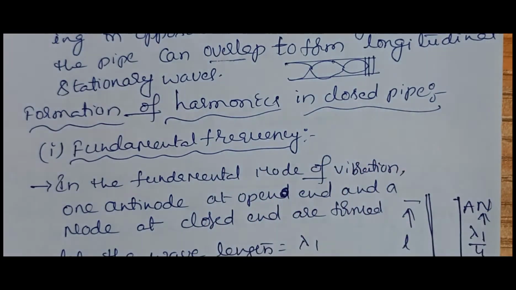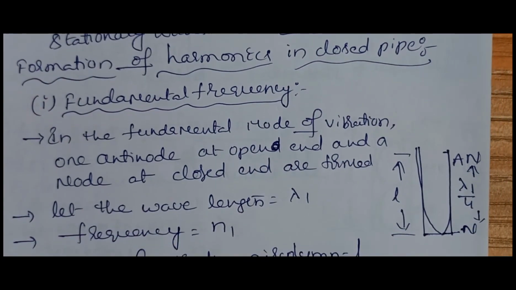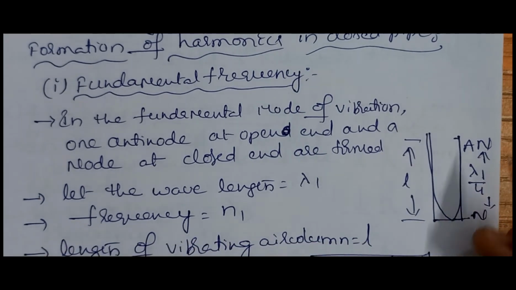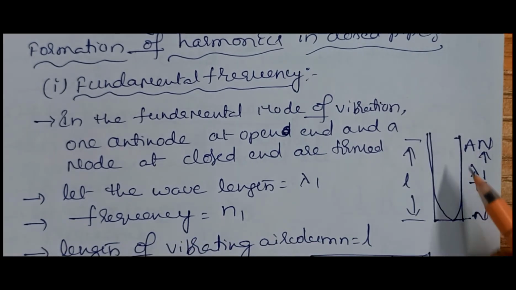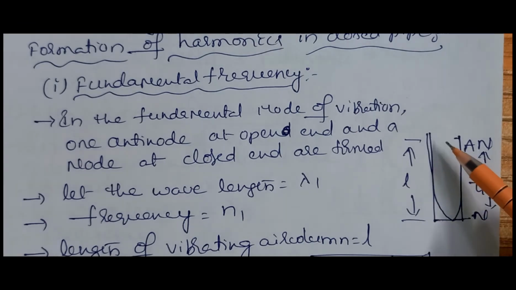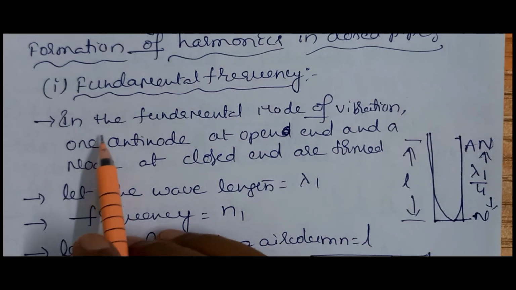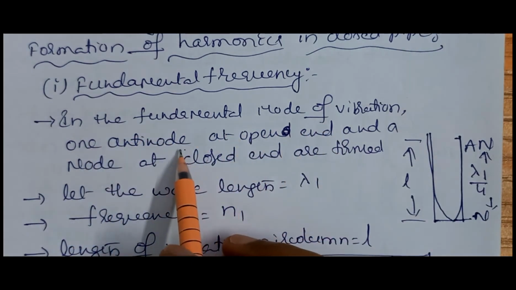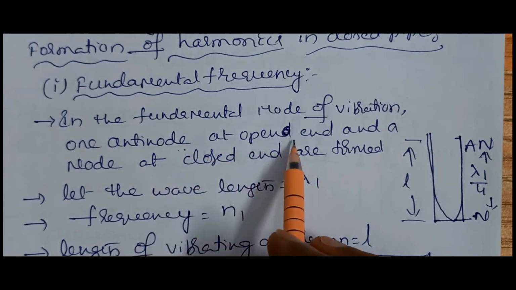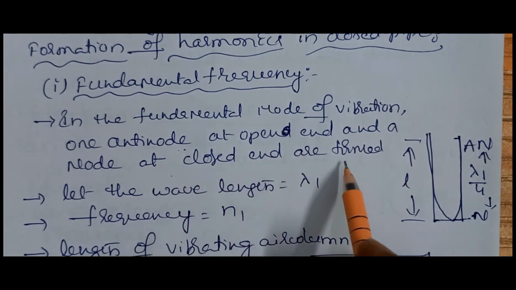First one, fundamental frequency. It is a closed pipe. When we send a sound wave through this closed pipe, the air column in the closed pipe will vibrate with fundamental frequency. So in the fundamental mode of vibration, one antinode at open end and node at closed end are formed.